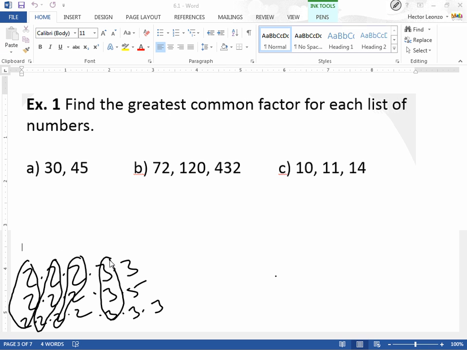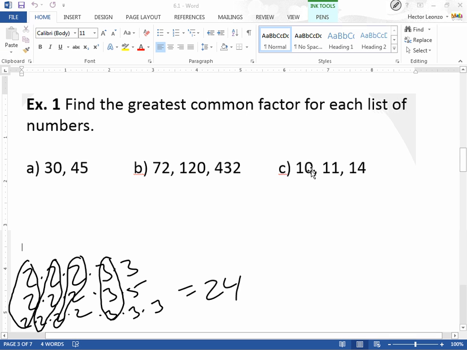So I'm going to multiply my numbers. The groups that I did, I'm going to go 2 times 2 times 2 times 3. Once again, we see what they have in common, so we make a group, and we're going to multiply the groups. So 2 times 2 times 2 times 3. That gives me 24. That's my greatest common factor.